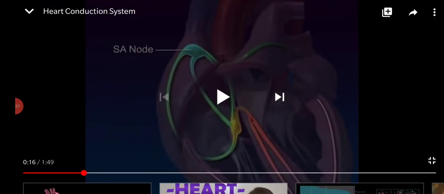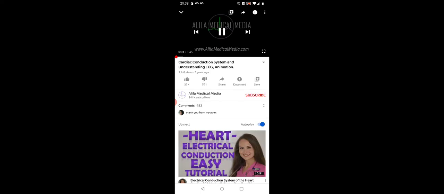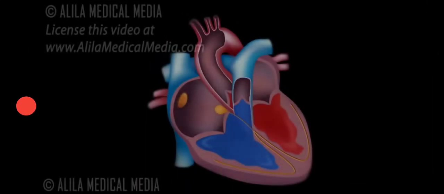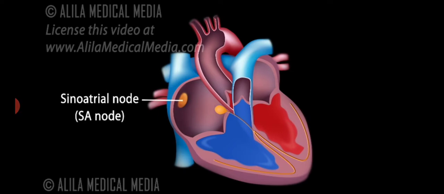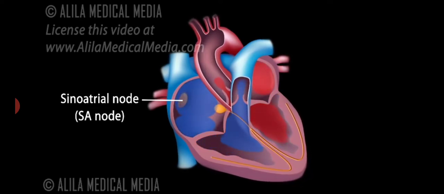And now we have this. So, the heart conduction system. Yes, this is by Alejandra Kork. I found it on YouTube. The cardiac conduction system consists of the following components. The Sinoatrial Node, or SA node, located in the right atrium near the entrance of the superior vena cava.